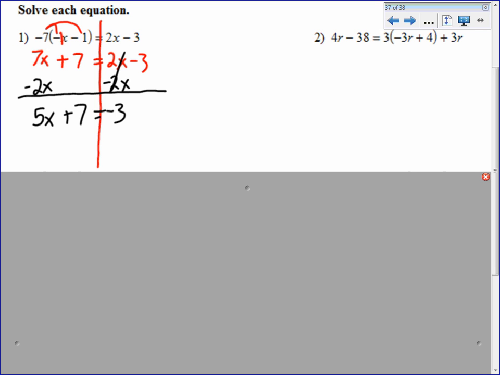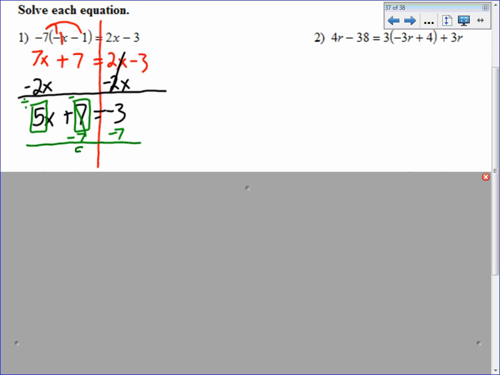Now it's a two-step equation. We have two things. Now we can start to isolate the variable. We have two things that we need to get rid of. You have to get rid of the 7 and the 5. Get rid of the 7 by subtraction, because the opposite of addition is subtraction. And it's 5 times x, so we're going to get rid of that through division. We're going to subtract 7 from both sides.